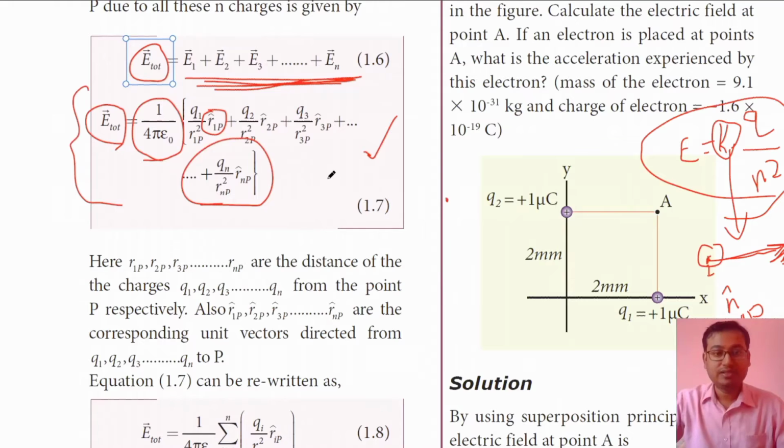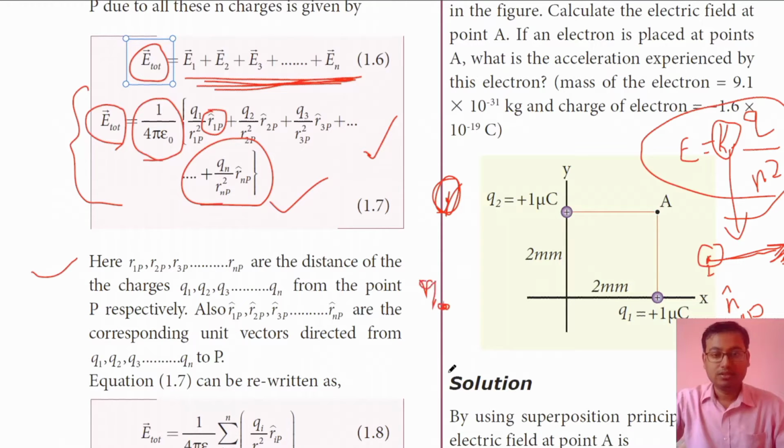So this is the equation. This equation was asked once for 3 marks, to find out the total electric field at an arbitrary point because of a system of point charges. Here R1p, R2p, R3p up to Rnp are the distances of the charges q1, q2, q3, qn from the point P respectively.